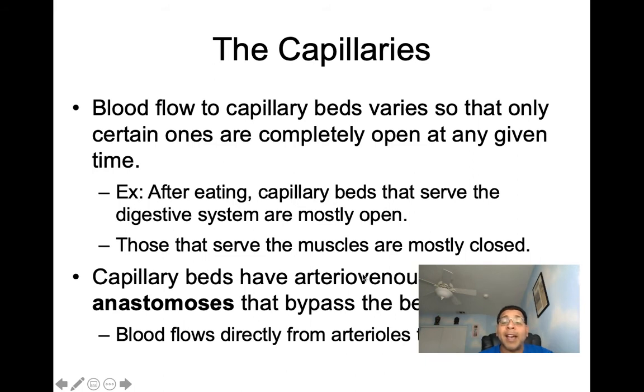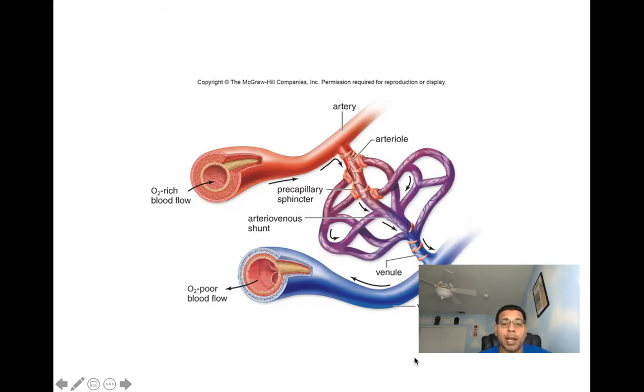Capillary beds have, we said, AV shunts called anastomoses, which allow the blood to bypass the capillary bed. Blood flows directly from the arteriole to the venule. So here you can check that out. Here we've got our artery. The artery leads to the arteriole. And the arteriole, you can see, leads to the AV shunt right here in the middle. And the AV shunt then takes this blood to the venule. And the venule is going to direct it into the vein and back towards the heart.